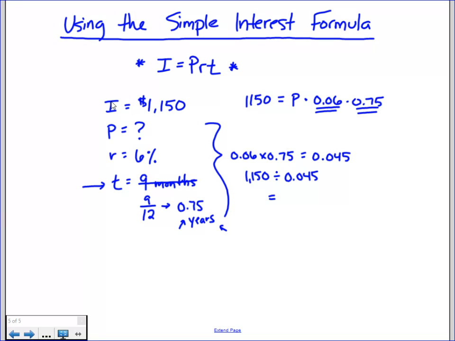So in this case, that gives me 25,555, that's lots of fives, and 56 cents. So that means that for this particular account, this account started with an initial principal amount of $25,555.56.